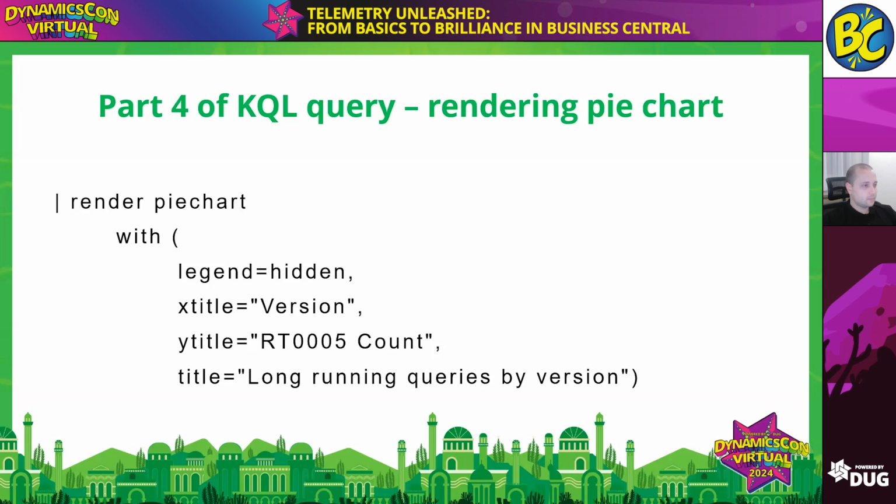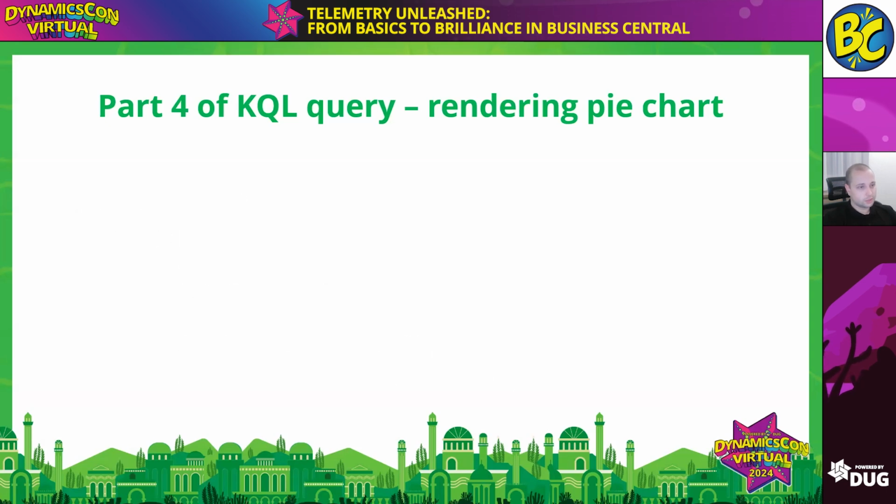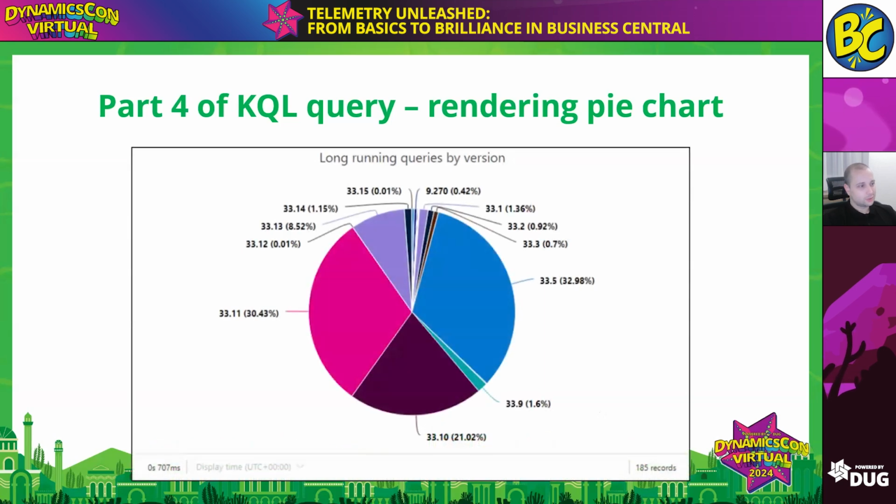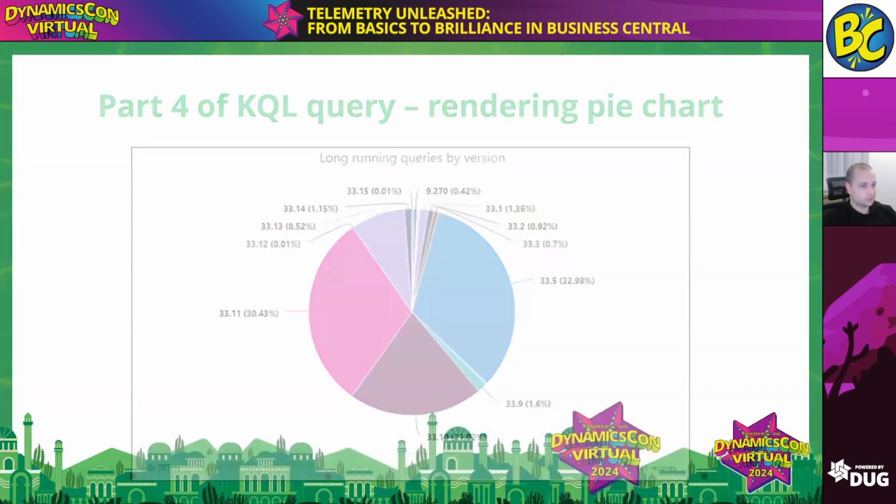And fourth, the last rendering which we will show here is the pie chart. It has the same parameters as column chart, so legend, XY title, and main title, and is also commonly used. But yeah, you can choose whether you want some of these charts on your dashboard. Here is just an example of the same query being displayed as a pie chart. So long-running queries by version.